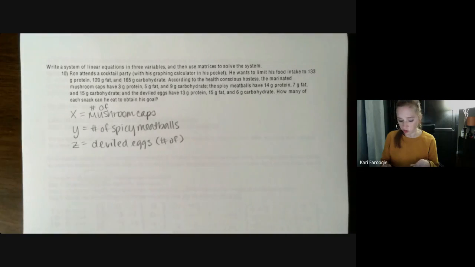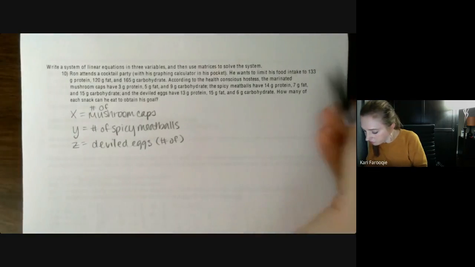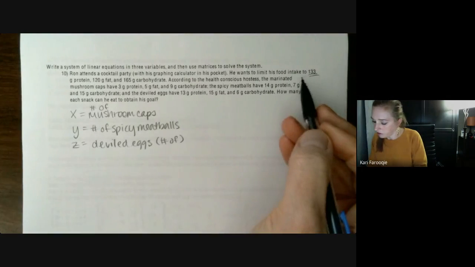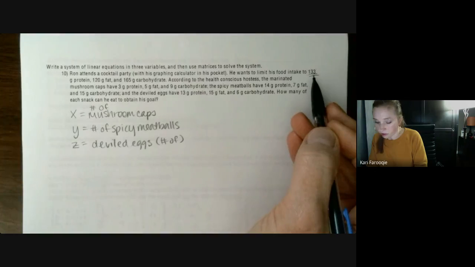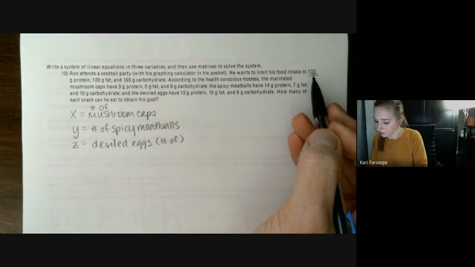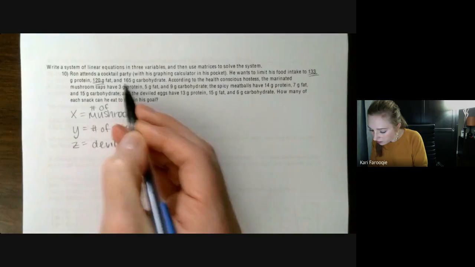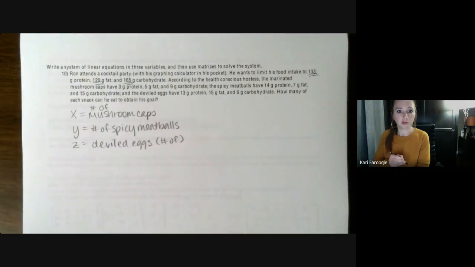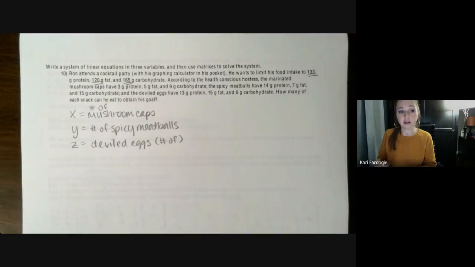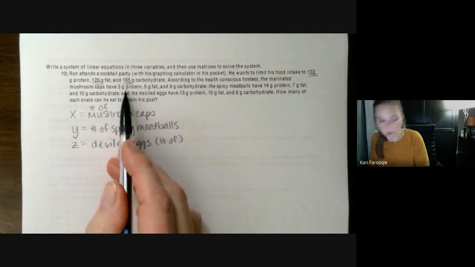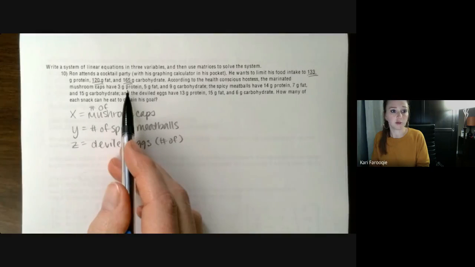Your equations, however, are going to be set up to rely upon his limits here. So for instance, you know that he wants to limit his food intake to 133 grams of protein and 120 grams of fat and 165 grams of carbs. You know the amount that's in each one. Like for instance, I know that each mushroom cap has 3 grams of protein.